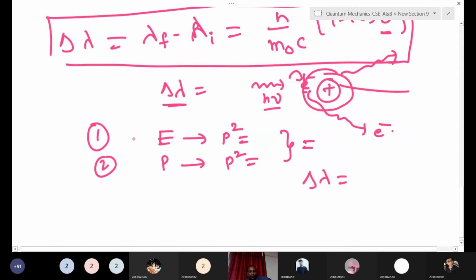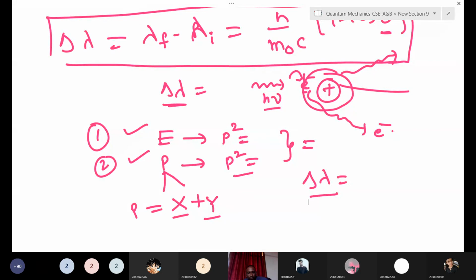First we used the energy conservation law, and after that the momentum conservation law. Because momentum is a vector, we resolved it along the x direction and y direction, summed up the momentum along each, and we got the p square value. From there we simplified the expression and got delta lambda, the shift in the wavelength of a photon before and after collision in this scattering phenomenon. That is what we have solved in yesterday's and today's class.